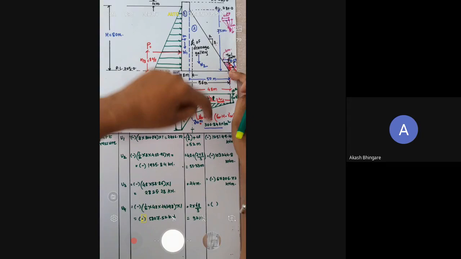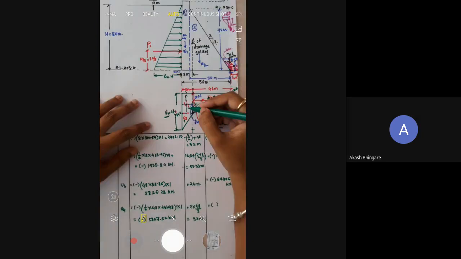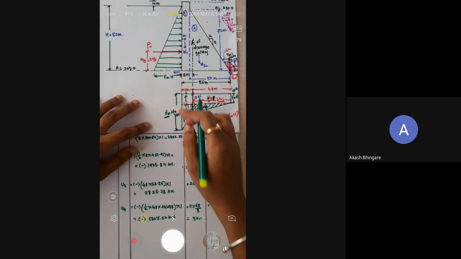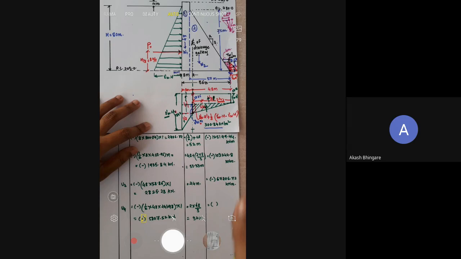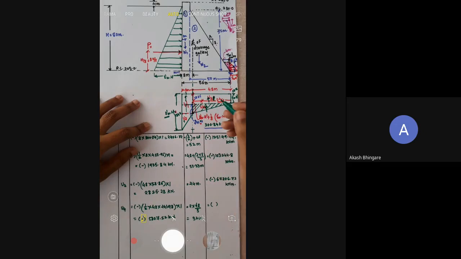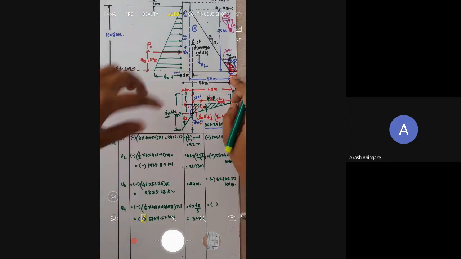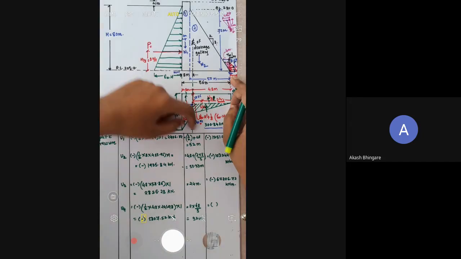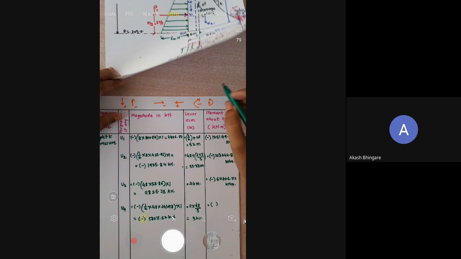All these forces U1, U2, U3, U4, the entire figure whatever we have drawn right now in green color at the below portion, that entire figure is the uplift pressure. So all these forces are acting in upward direction itself. Therefore, all of these are inducing a moment in clockwise direction. Therefore, you will have sign for moment as negative.